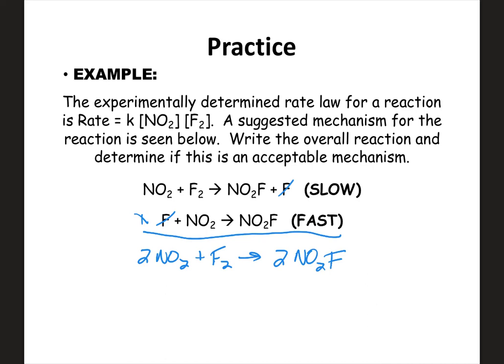And then it also asks, is this an acceptable mechanism? If we look at the slow step, it's first. So if we write the rate law for the slow step, we have rate equals k times the concentration of NO2 times the concentration of F2. Remember, we're just writing the rate law for the slow step, and we can use the balanced equation, the stoichiometry, to get the orders, because this is an elementary step. And when I write this rate law, it does agree with the experimentally determined rate law.